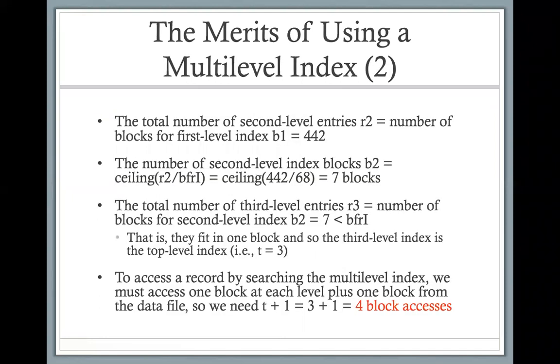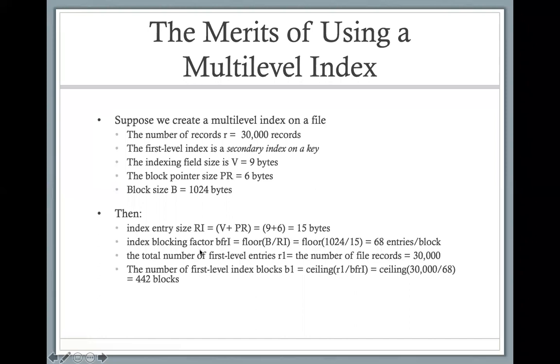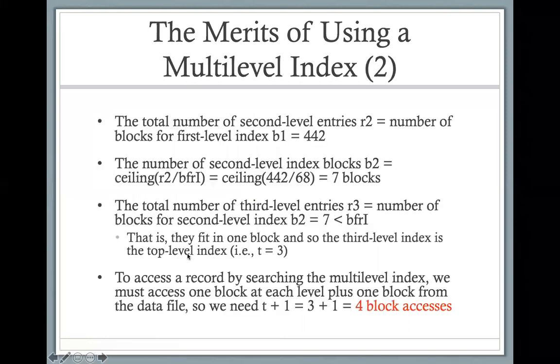So what is the total number of second level entries? I have 442 blocks in the first level index. Now the second level index is going to be a primary index. Why a primary index? Because the file is physically sorted. So the index itself is physically sorted on disk and its values are unique. We assume the values in all indices are unique. So I can create a primary index on top of it.